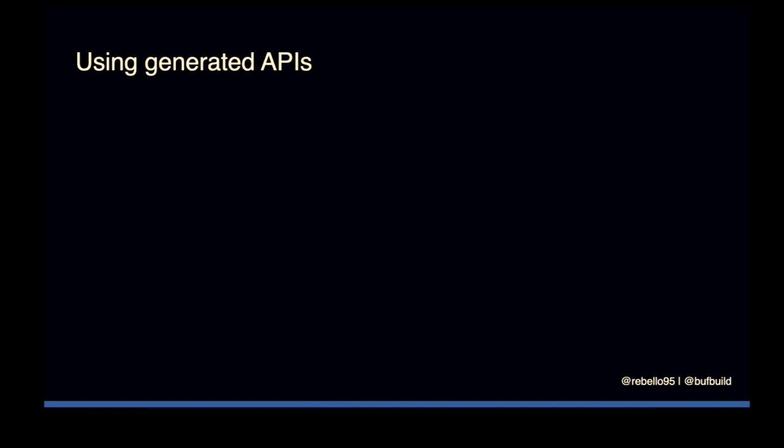OK, so we're ready to use these generated APIs in our app. And to do so, we're going to start by importing Connect and importing Swift Protobuf.